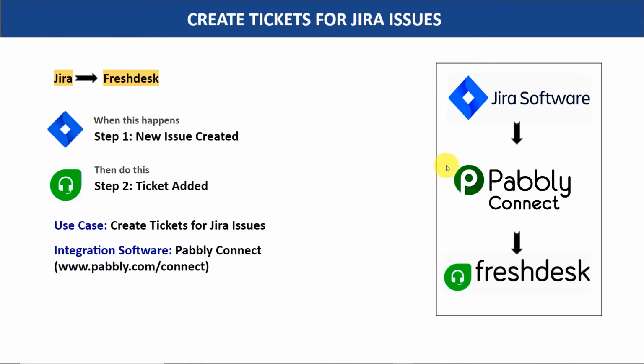So here you have two choices. The first choice is to copy all the details of the issue from Jira, sort it out, and manually add a ticket in Freshdesk. The problem with this approach is it's very repetitive and tiresome. So I would suggest that you bring in some automation so that whenever a new issue is created in Jira, it will automatically add a ticket in Freshdesk.